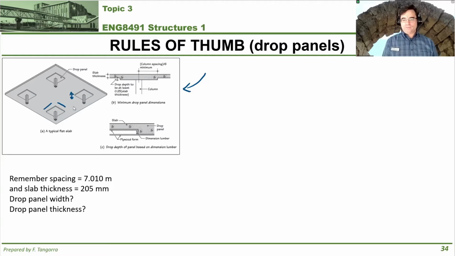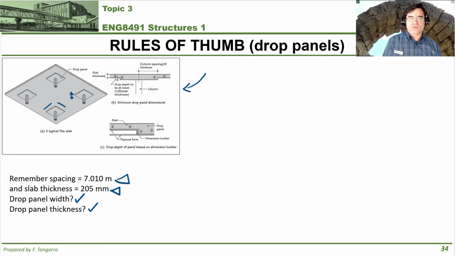In this case, we're going to use the same dimensions as we had in the previous view, so the spacing between columns is 7.01 meters or 7,010 millimeters. The slab thickness, which we found previously, is 205 millimeters. So we're being asked to find the panel width, which is also the same as the length, because you want it to be the same size typically, and then the panel thickness. That's what we're looking for. So let's start with the thickness.